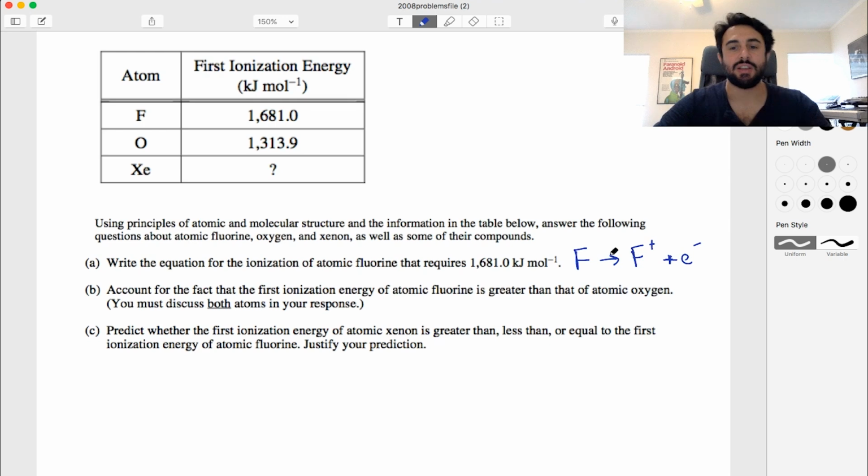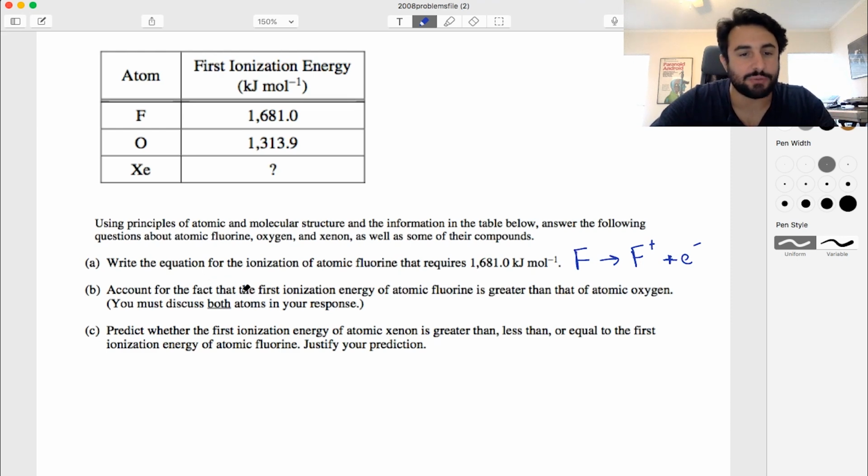So this means we started with a neutral fluorine atom, and what we got was F plus and an electron, which we took away from fluorine. So we've got F plus and an electron. So that's it. That's all this is. First ionization energy, that's what we're doing.